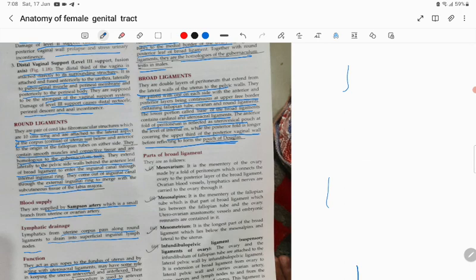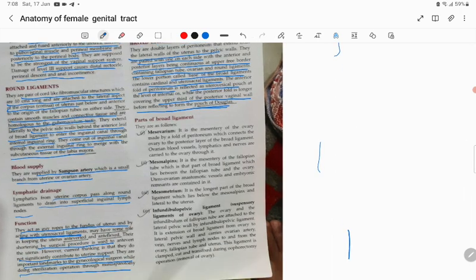The parts of the broad ligament are the mesoovarium, mesosalpinx, and mesometrium, and the infundibulopelvic ligament or suspensory ligament of the ovary. The mesoovarium is the mesentery of the ovary, made by a fold of peritoneum which connects the ovary to the posterior layer of the broad ligament. Ovarian blood vessels, lymphatics, and nerves are carried to the ovary through it.